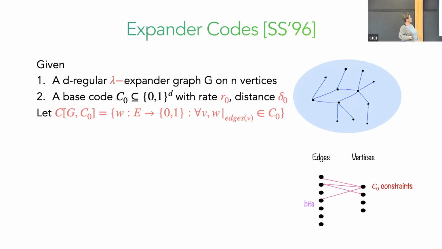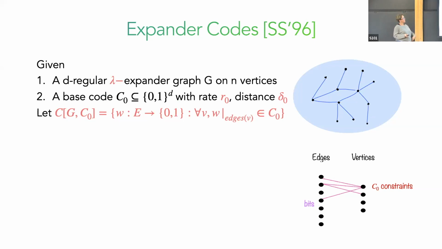Okay, so here are the Sipser-Spielman codes. Before we talk about the factor graph, let me just describe it on the graph itself. We start with a d-regular expander graph. A lambda expander graph means that except for the top eigenvalue, all the other eigenvalues are smaller than lambda. And I'm using lambda normalized between -1 and 1.